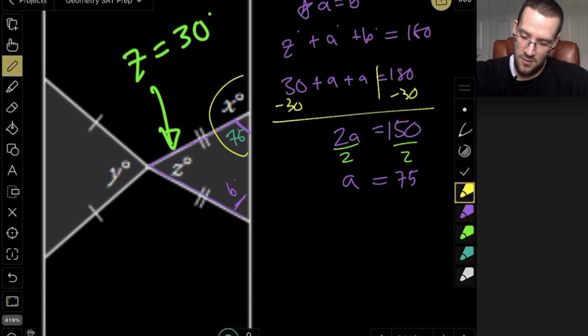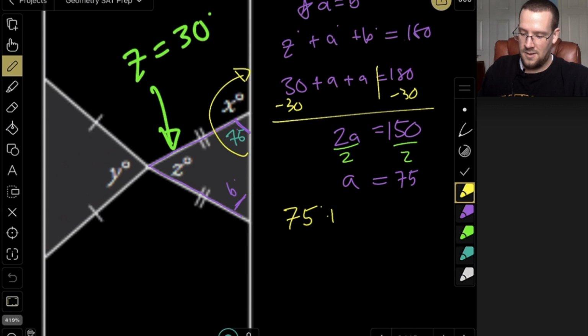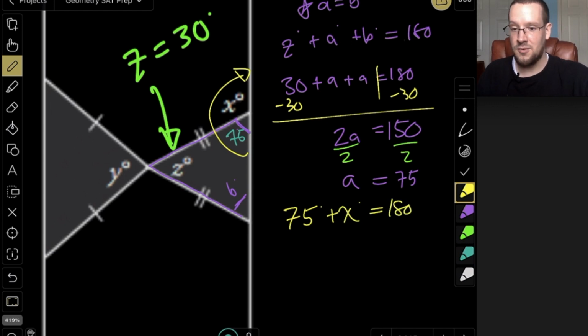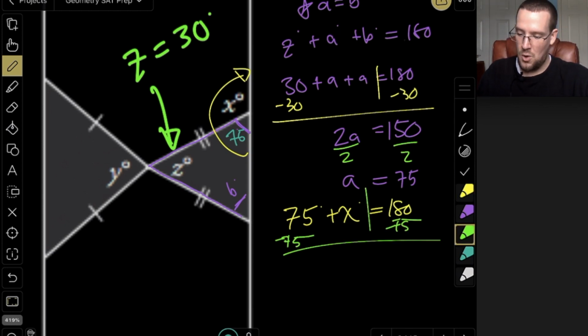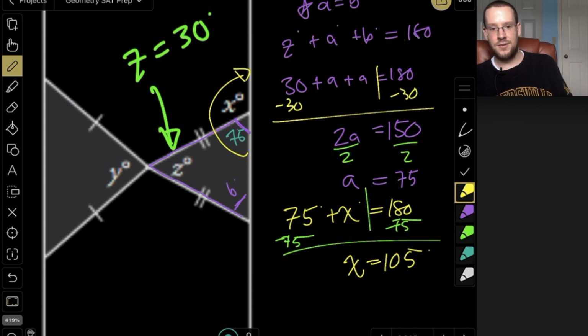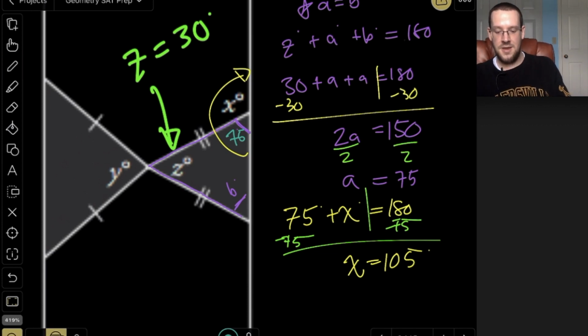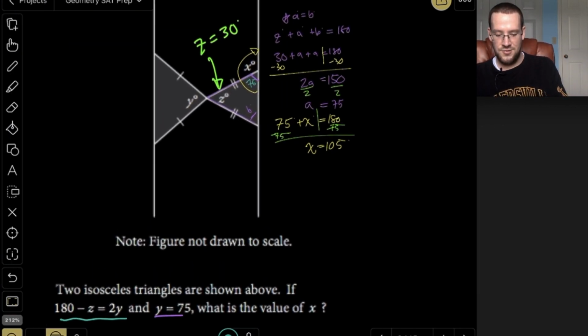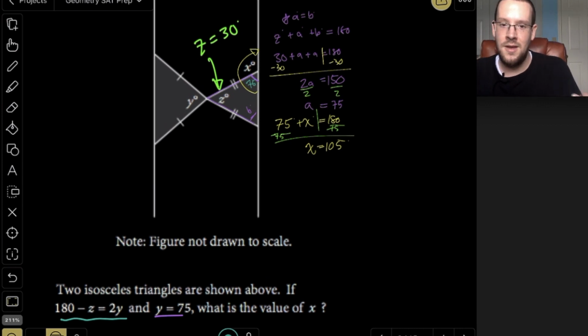Now, I'm just going to put 75 in here, because all we have to do now is recognize that this is a linear pair. It's our favorite fruit. And so we know that 75 degrees plus the measure of angle X is equal to 180 degrees, so X is 105 degrees. Really nothing to this problem. Just solving for a variable and making your way over. It's just a long algebra problem. No big deal, really.